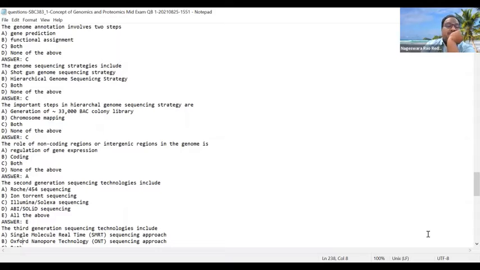Shivasagar, the genome annotation involves two steps. What are they? Sir, functional assignment. Next, I remember only one: gene prediction. First step is gene prediction, and second step is functional assignment. These are the two steps. So the answer here is C, both.